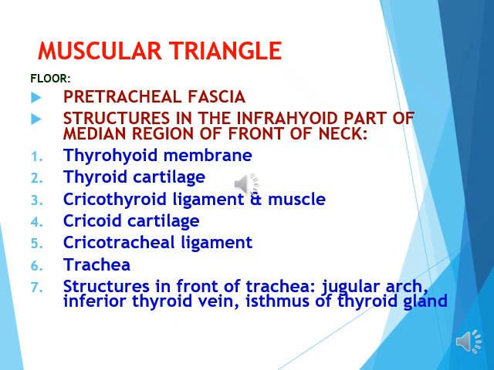in males. Descending further, we meet the cricothyroid ligament and muscle, which plays a vital role in tensing the vocal cords. This is clinically significant, especially in emergency airway access via cricothyrotomy. Below that, the cricoid cartilage marks the only complete ring of cartilage in the airway, an important anchor point for both anatomical orientation and surgical procedures.